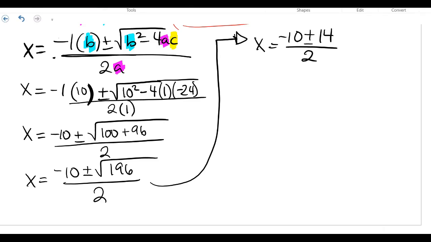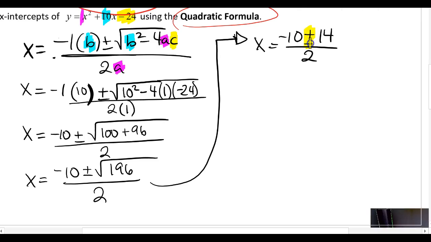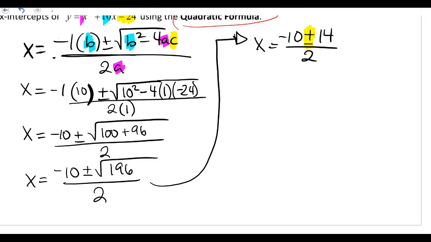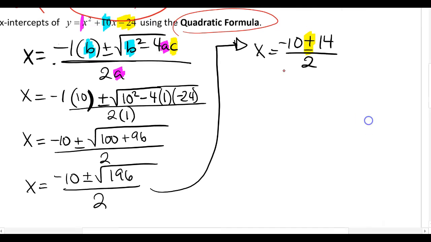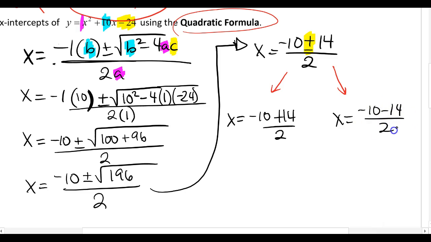Now here's where it's really important, is you got to remember that it's plus and minus. So that means you're going to end up with 2 different answers. So you're going to have to evaluate this or simplify it 2 different ways. So let's split it up. So the first way, we're going to do plus. So negative 10 plus 14 divided by 2. And then the second answer will be negative 10 minus 14 divided by 2.